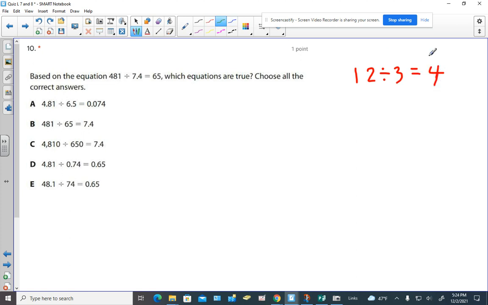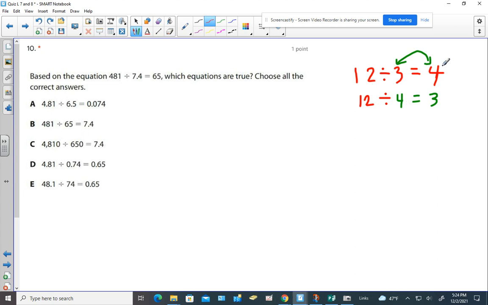All right, so if we were to switch these two things out, the quotient and the divisor, reverse them. In other words, put the 4 over here and the 3 over here, and then write the rest of it, which is 12 divided by. Is this still a true statement? So 12 divided by 3 equals 4, but does 12 divided by 4 equal 3? That would be a yes.